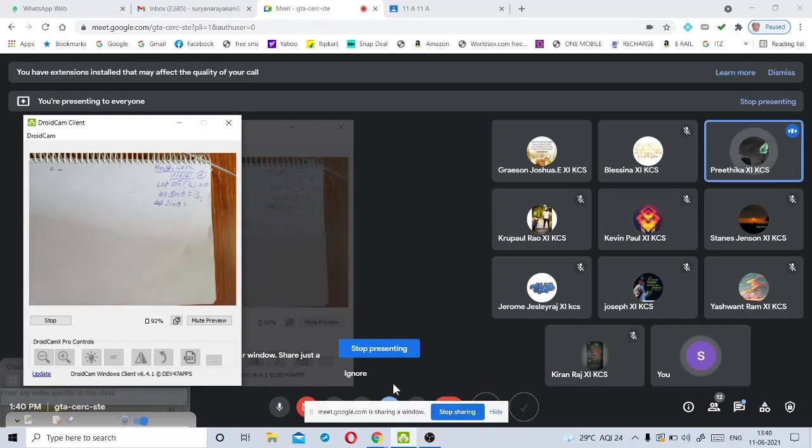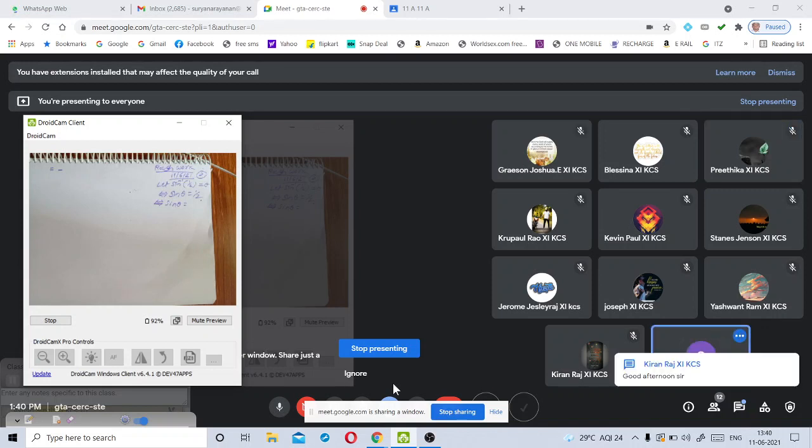Sine pi by 6, sir. Yes or no? Here you should not use degrees. You should not express the angle in the degree measure. Always you should use radian measure.